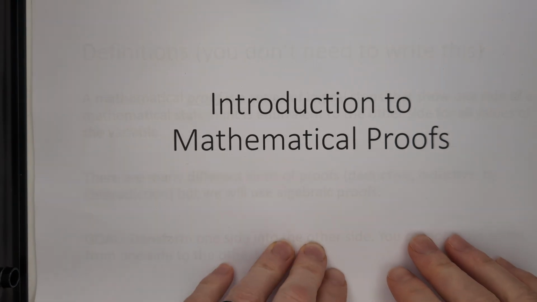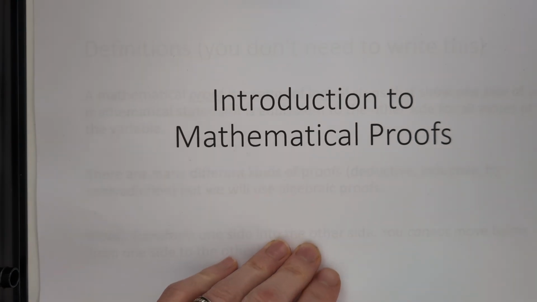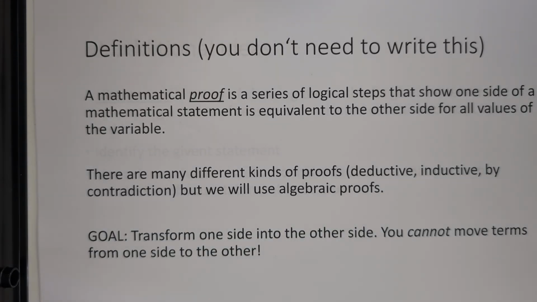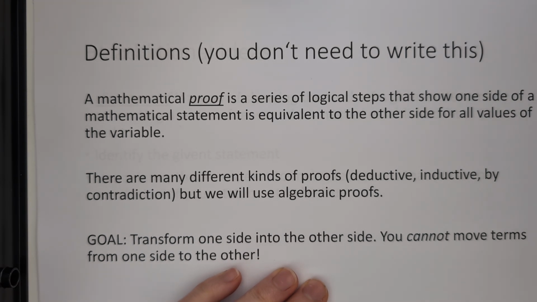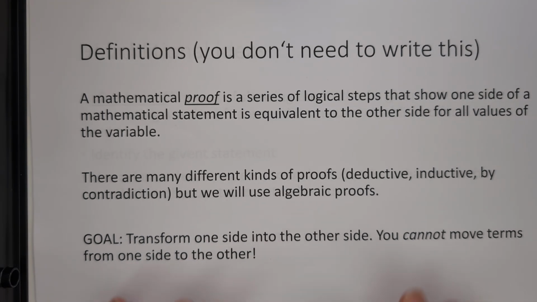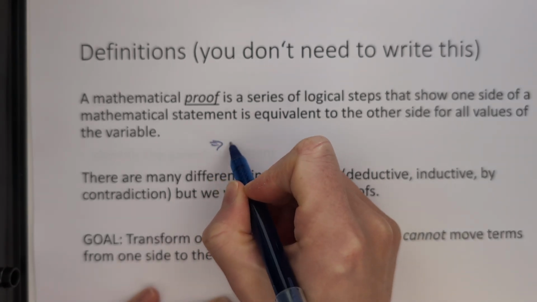We are now going to look at mathematical proofs. You don't need to write these down, but here are some important definitions. A mathematical proof is a series of logical steps that shows that one side of a mathematical statement is equivalent to the other side for all values of the variable. And if it is always true, this is an identity.